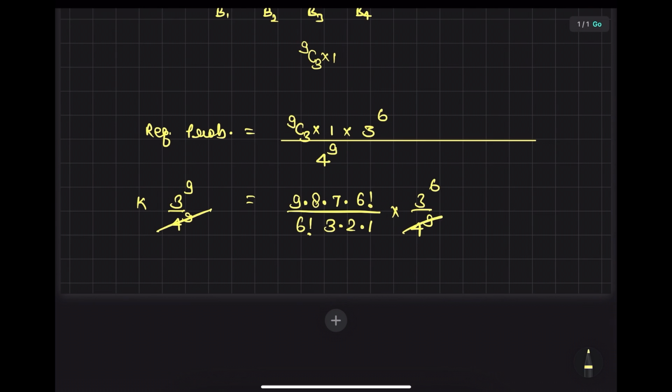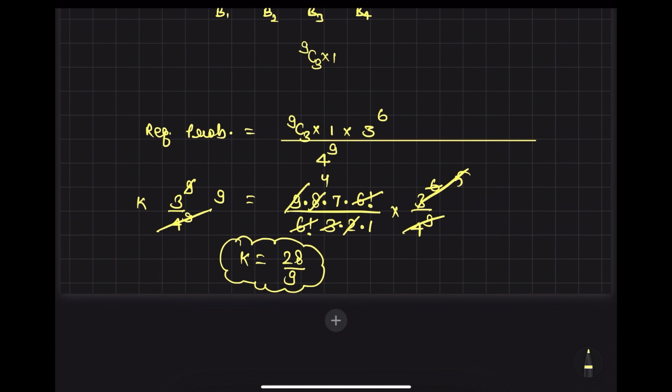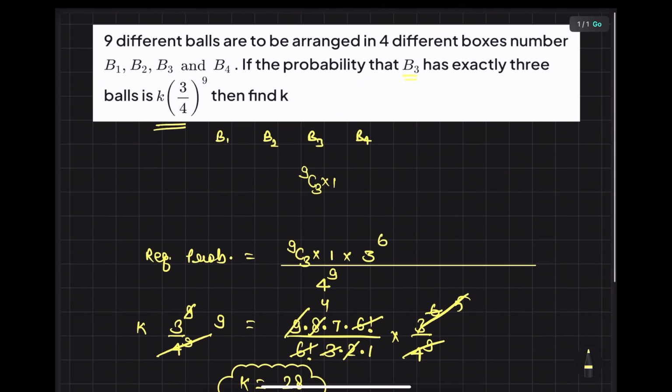Can I eliminate this and this? Yes, we can. This thing is gone. This thing and this thing, we are left with 3 to the power 5. And 3 threes are 9. So 3 to the power 7. 7 is gone, so you are left with 9. So can I say that the value of K will be 28 by 9. Okay, so the required value of K is 28 by 9.